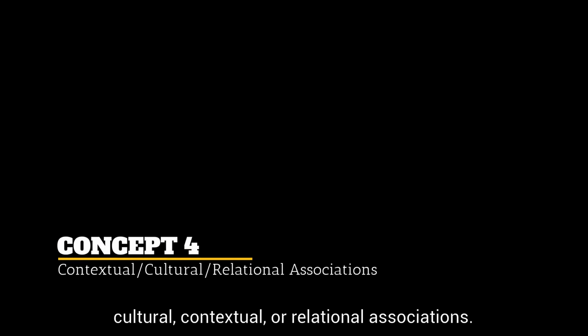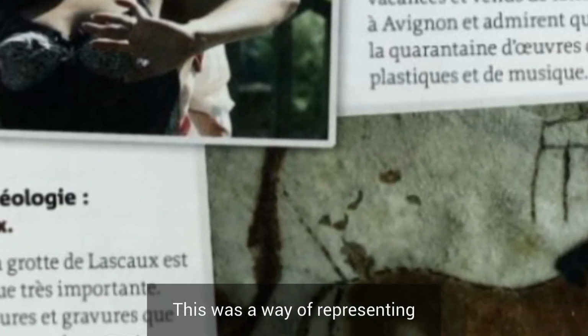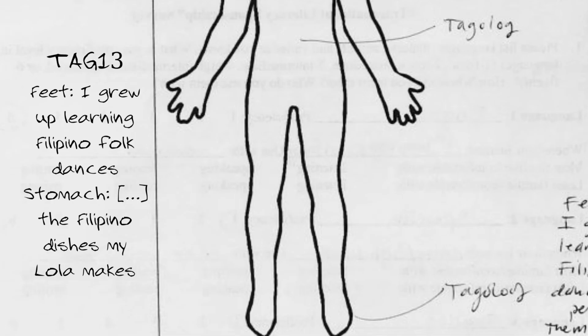The fourth conceptual framework included cultural, contextual, or relational associations. This was a way of representing more indirect and indexical experience related to the language, rather than the language itself.